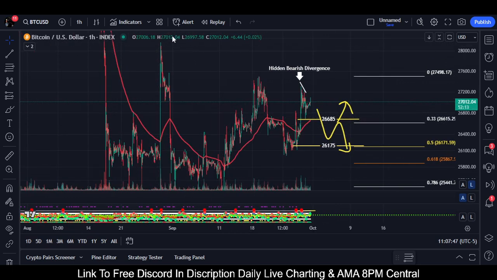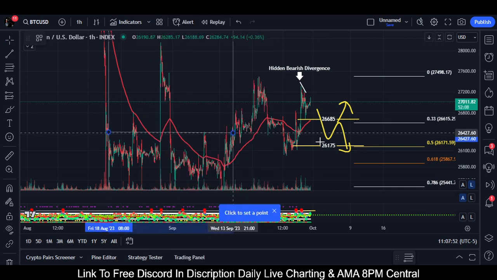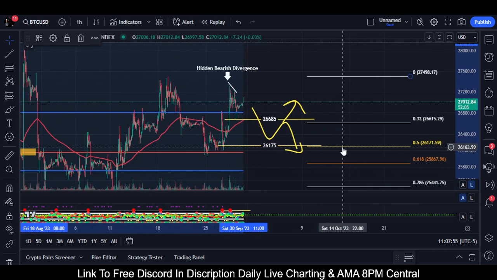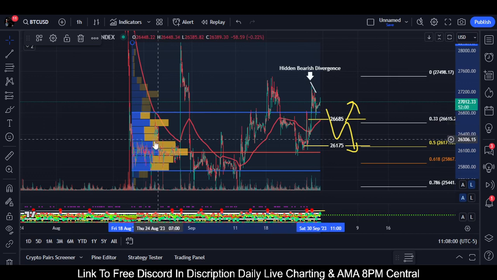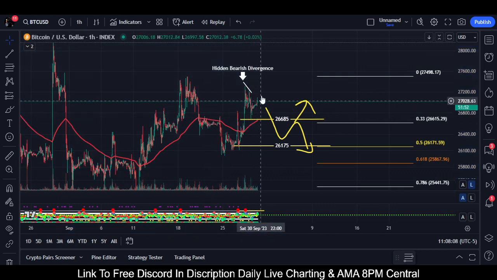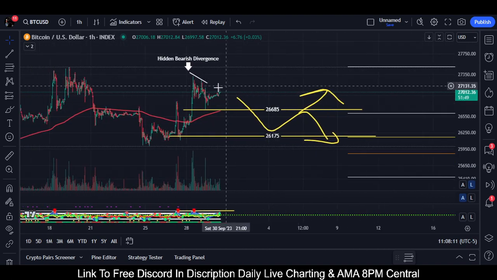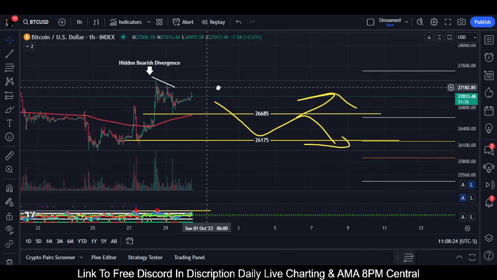If you take your fixed volume tool, up here, fixed range volume profile, if we take the whole range, our POC comes out somewhere in this area. But why 26,685? Well, we hit that to the dollar, and that price was posted in the Discord at this high when we started forming this divergence, and the low is 26,685.93. Hit it to the dollar.